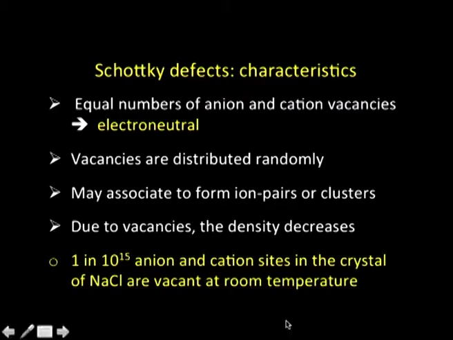And typically in a crystal of, say, sodium chloride, we find that 1 in 10 to the power 15 anion and cation sites are vacant at room temperature. That gives an idea about the number of vacancies we have. Suppose I talk about 1 mole, this will come to about 10 to the power 8, because this will be 10 to the power 23, and this will become 10 to the power 8. So, there are about 10 to the power 8 vacancies in 1 mole of sodium chloride. Now, that is a fairly large number.